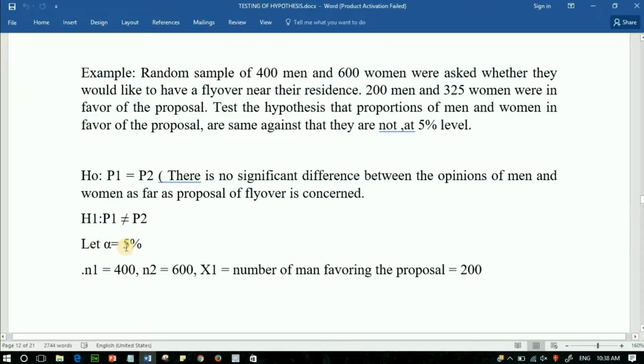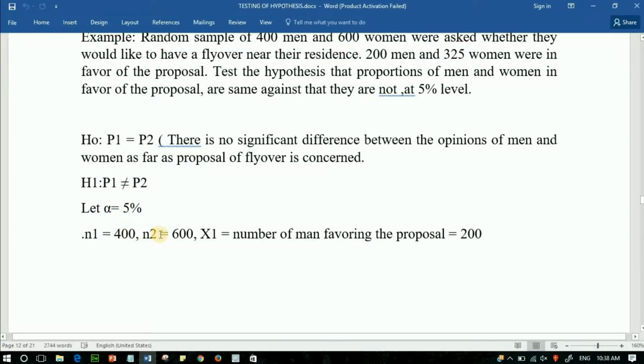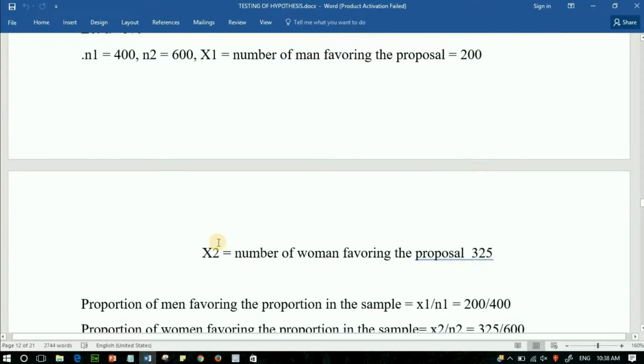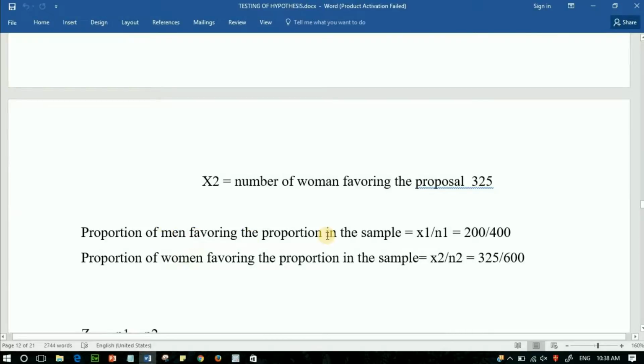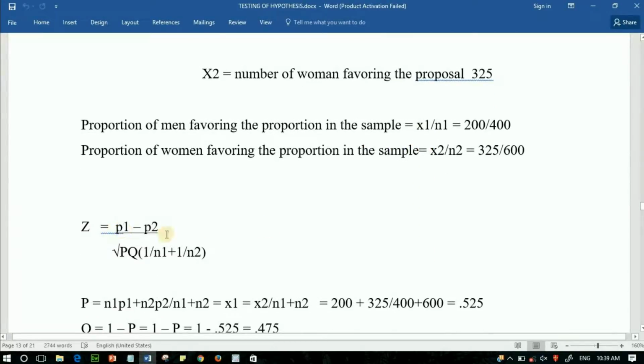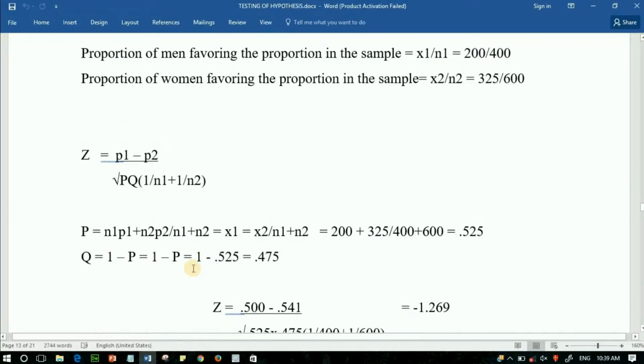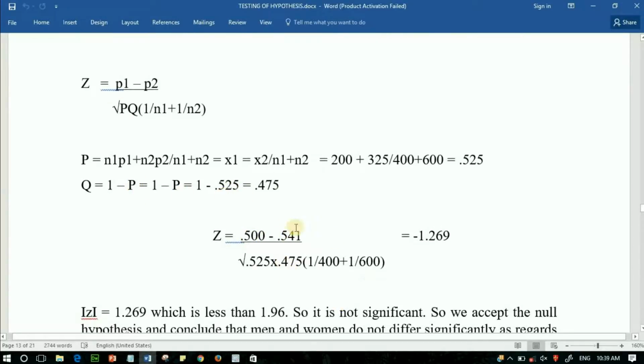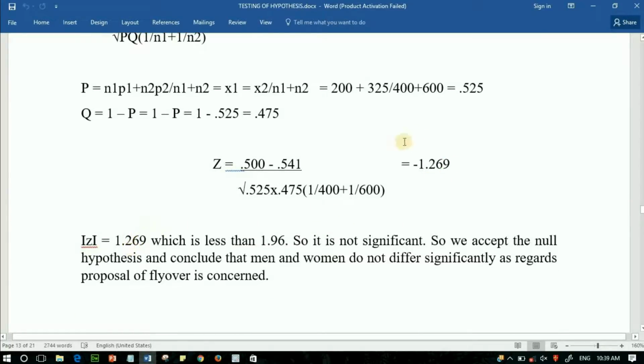So let alpha be 5%. n1 is given as 400, n2 is equal to 600, x1, the number of men favoring the proposal, is 200, and x2, the number of women favoring the proposal, is 325. So we get the proportion of men favoring, p1 is equal to x1 by n1, and p2 is equal to x2 by n2. Then z is equal to p1 minus p2. And P you can find by applying this formula, it is 0.525, and Q is equal to 1 minus 0.525, that is 0.475. So z, applying this formula, we get minus 1.269. It is negative, so we take the absolute value, 1.269.